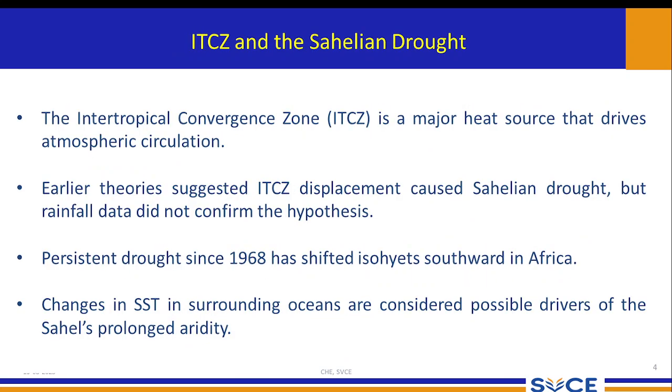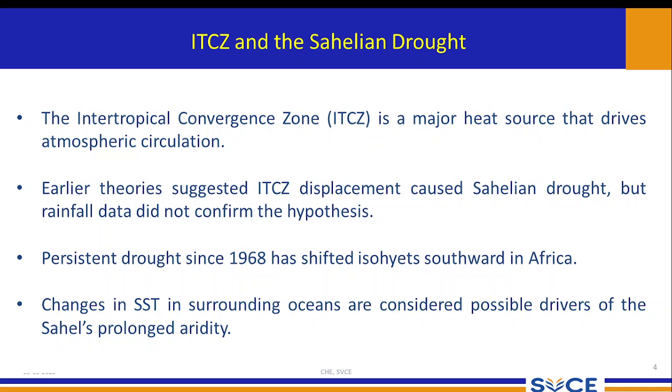What is ITCZ? It is the Intertropical Convergence Zone, a major heat source that drives atmospheric circulation. Earlier theories suggested that ITCZ displacement caused the Sahel drought, but rainfall data did not confirm the hypothesis. So it's a theory that we don't have any proof for. Persistent drought since 1968 has shifted the isohyets southward in Africa. Changes in sea surface temperature, SST, in surrounding oceans are considered possible drivers of the Sahel's prolonged aridity.